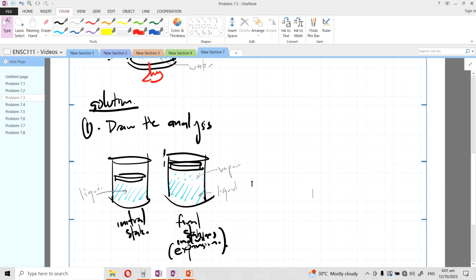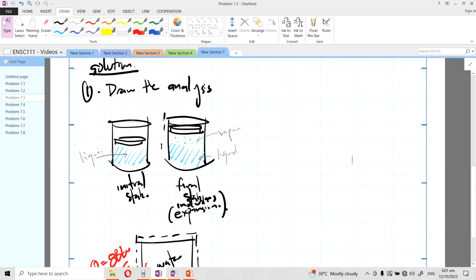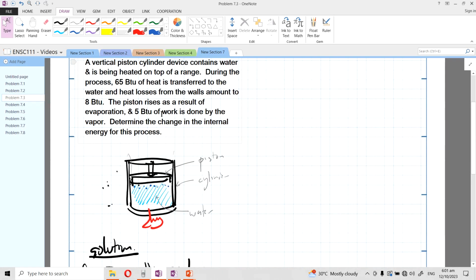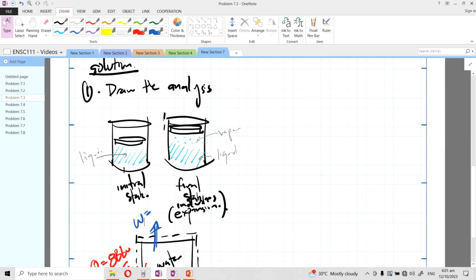So one is the expansion work. When we say expansion or contraction, usually we are referring to the substance that is compressible, which includes gases and vapors. So because of expansion, the gas or the vapor will push this piston. So it's going to be work done by the system. What's the amount? 5 BTU. Right. So 5 BTU.